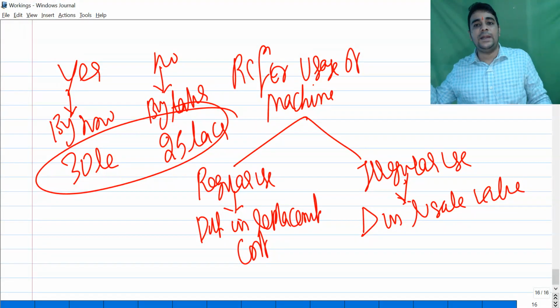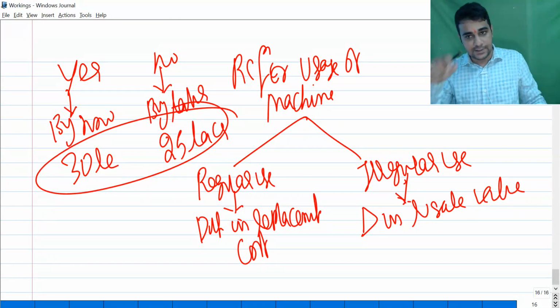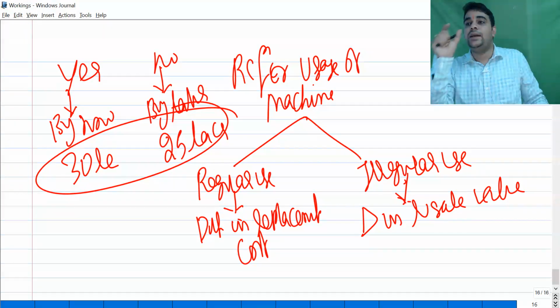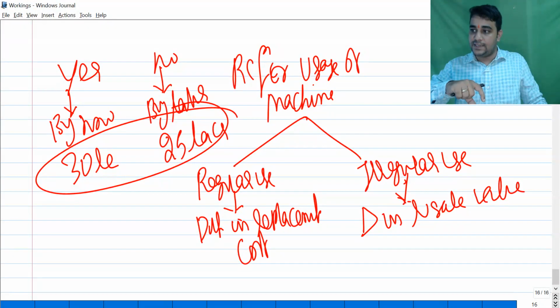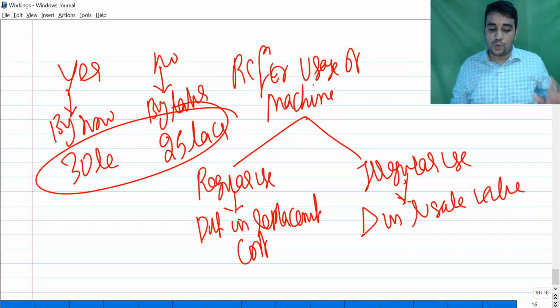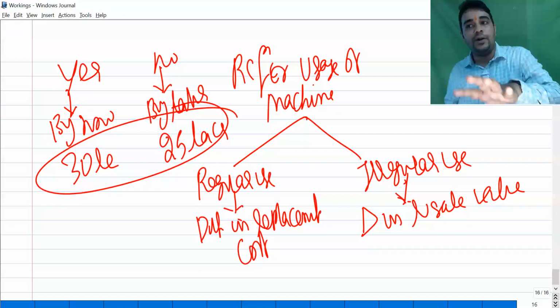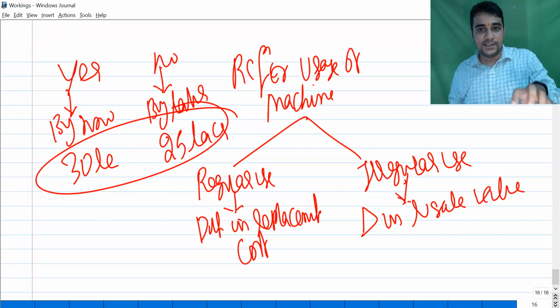See, when it comes to replacement cost, in a yes scenario you will have higher replacement cost, and in a no scenario you will have lower replacement cost. The difference is relevant. When it comes to resale value, in a yes scenario you will have lower resale value, and in a no scenario you will have higher resale value. Yes minus no, minus 20 lakh minus minus 25 lakh, so that will become plus. The difference is going to be the relevant cost. So in one scenario it is the difference in replacement cost, and in another scenario it is the difference in resale value.